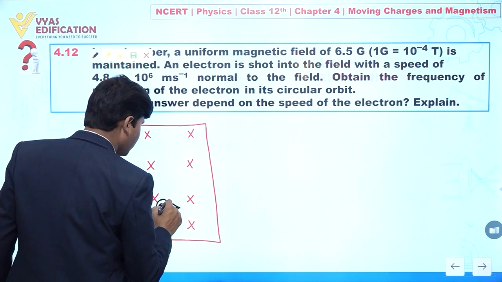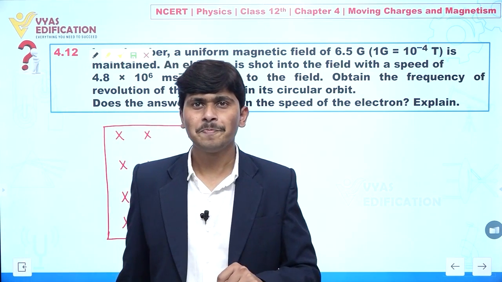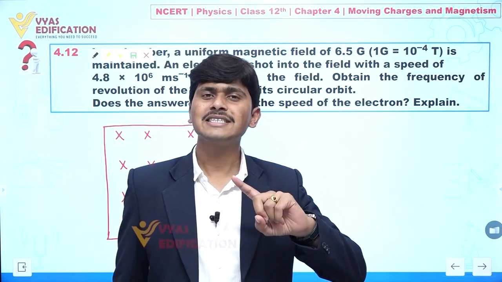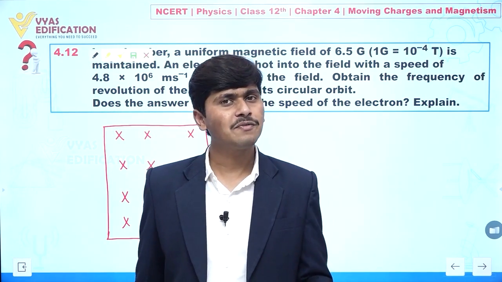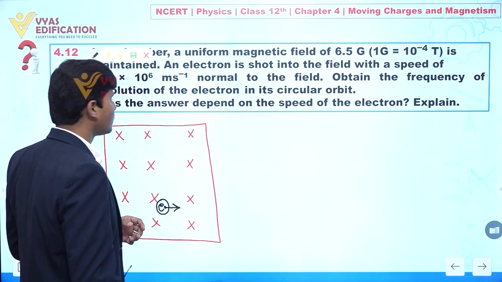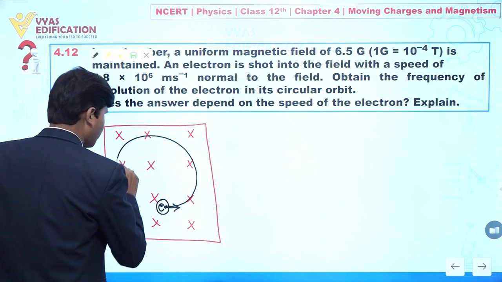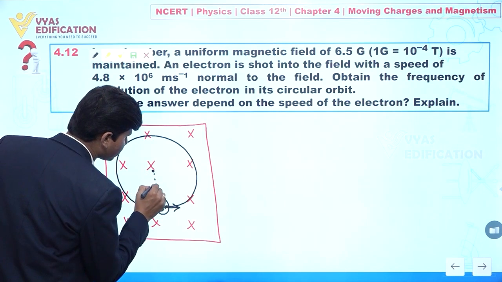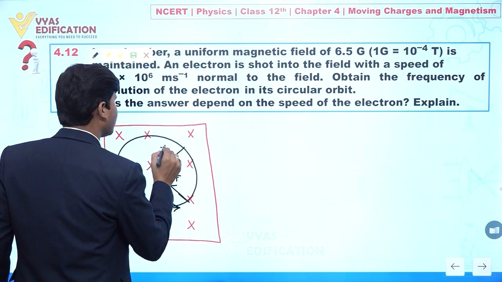Whenever the velocity vector is perpendicular to the magnetic field, a force acts along the radius towards the center. This magnetic force behaves just like a centripetal force, so the necessary centripetal force is provided by the magnetic force. Due to that force the electron moves in a circular path like this. Let's suppose here we have a center, so at any instant the force will act in this direction.